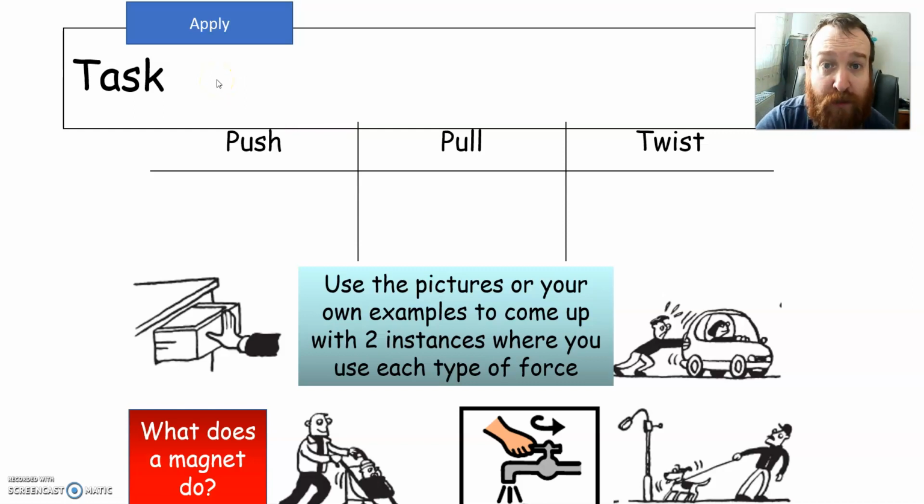Right, so your first job, you're going to need to pause the video and complete this table. So you need to have at least 2 different examples of pushes, 2 different examples of pulls, 2 different examples of twists. You can describe them or you can draw a little picture of them. But I want at least 2. I want you to spend maybe 5 or 10 minutes doing this. And this is one of the things that you're going to be taking a picture of and uploading to class chats. So pause the video here and try and make this table with at least 2 examples of each of these things.